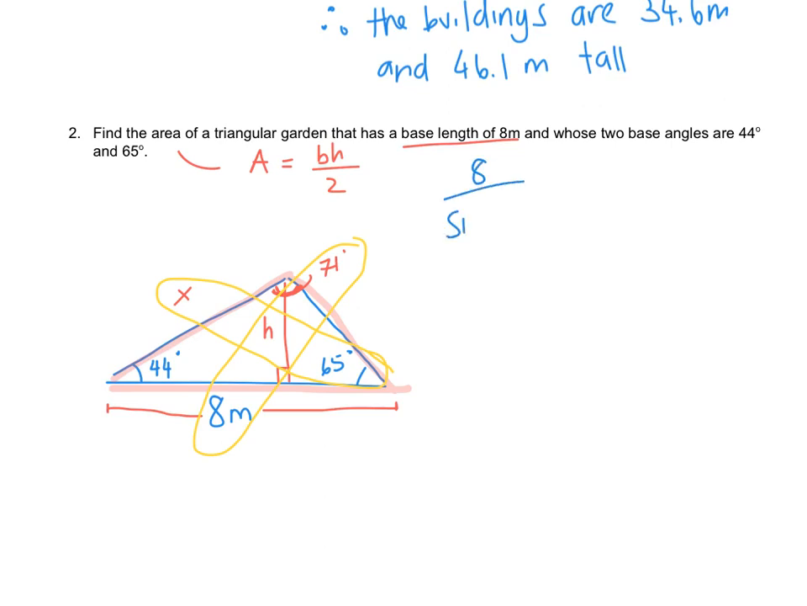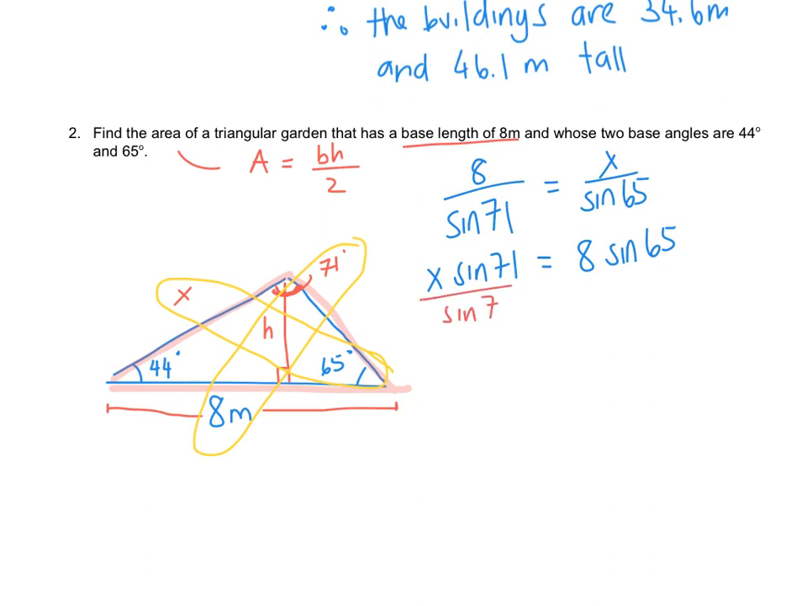So for your sine law setup, you have 8 over sine 71 equals X over sine 65. You cross multiply, so X with sine 71, 8 with sine 65. Divide both sides by sine 71 to get rid of it on the left. And hopefully for X, you got 7.7 meters.